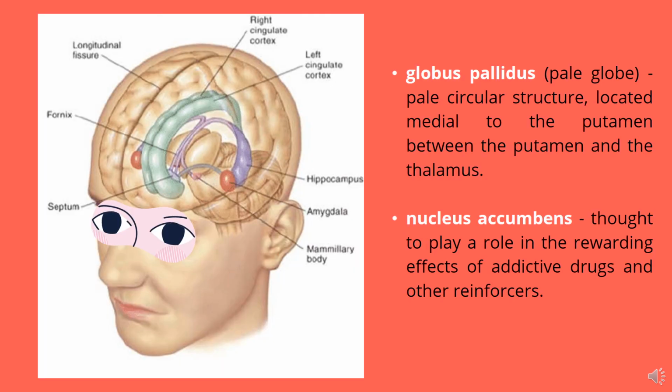The remaining structure of the basal ganglia is the pale circular structure known as the globus pallidus. The globus pallidus is located medial to the putamen, between the putamen and the thalamus. Another part of the basal ganglia that is of particular interest to biopsychologists is the nucleus accumbens, which is the medial portion of the ventral striatum. The nucleus accumbens is thought to play a role in the rewarding effects of addictive drugs and other reinforcers.